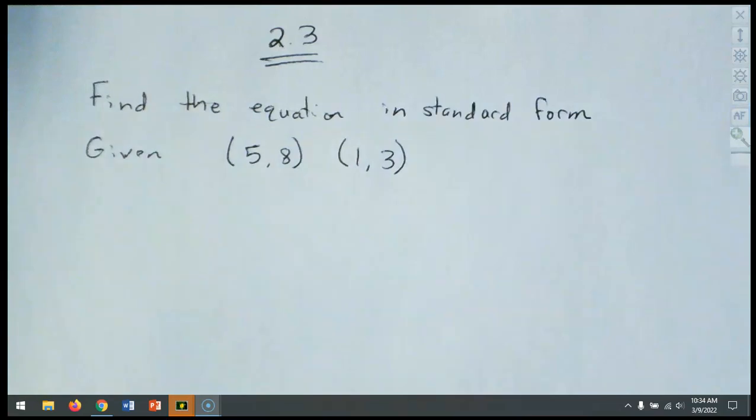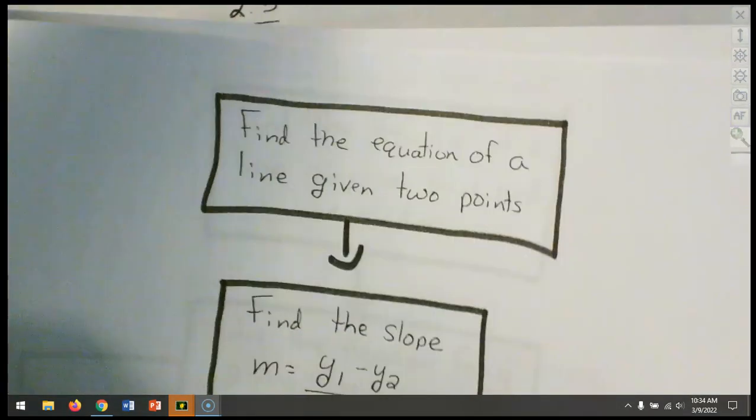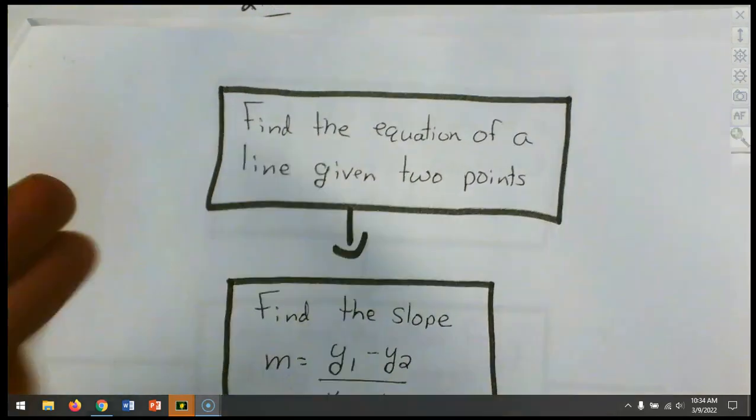Okay, so you don't know which flowchart to use. Given this, it says find the equation in standard form, and you are given 2 points. So when you have 2 points, you need to use a flowchart that is set up for 2 points. So that's going to be your second page. So this is the one you're going to be looking at. And you just follow it down the way it's written.